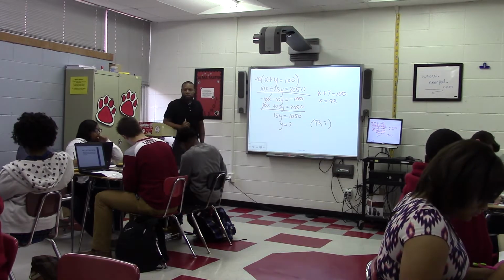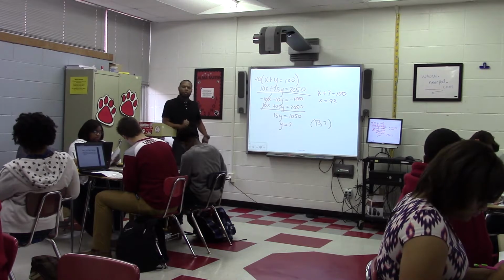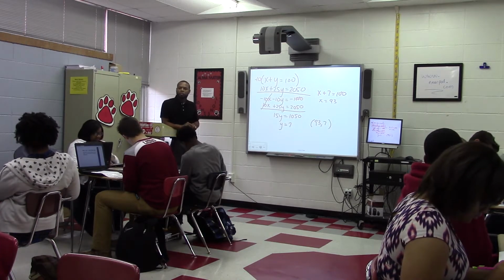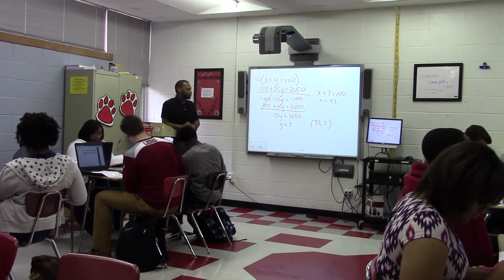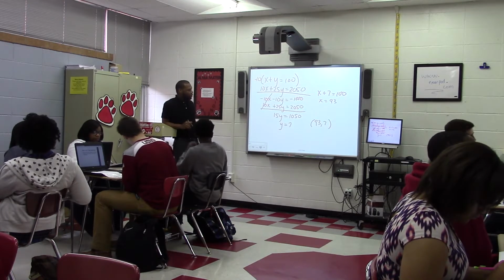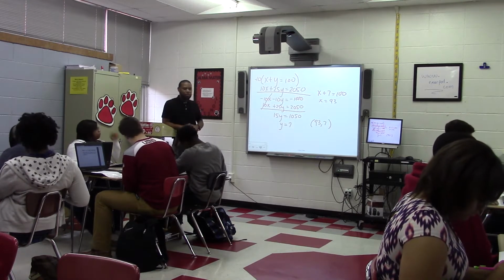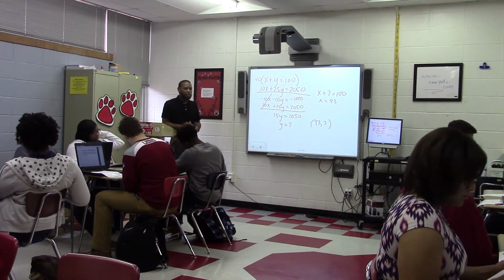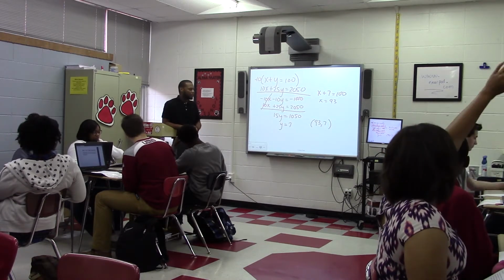So x represented what? Jamisha? Right. The Acme test tubes. We must be buying 93 test tubes. And then 7 represents Zenith. So 93 of those and 7 of those.